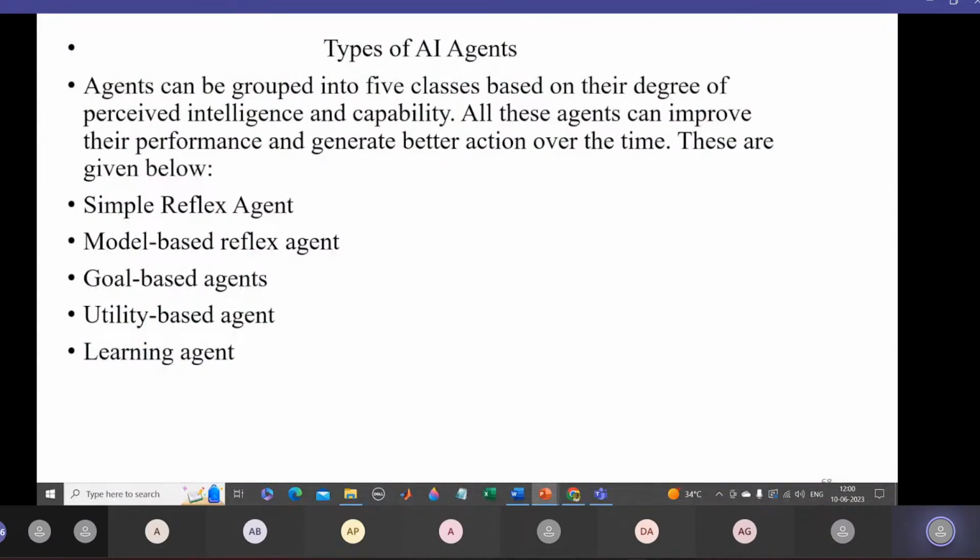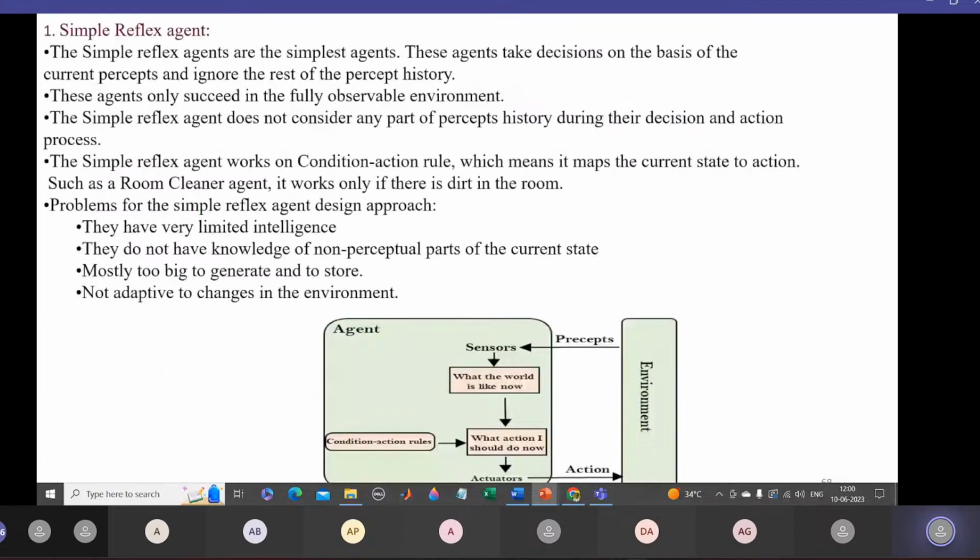So we'll see the different types of agents one by one. First one is the simple reflex agent. It's the simplest agent. It takes the decision based on the current percept and ignores the rest of the percept history. Whatever it had learned previously, it will not worry about that. It only considers its current percept. These agents only succeed in a fully observable environment, and they don't consider any part of the percept history during the decision and action process.